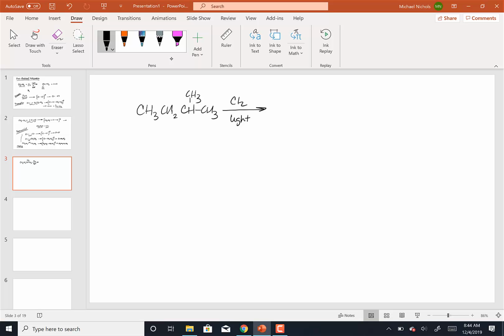So what I would do is start and say, okay, for my first product, I'm going to replace one of the CH3 carbons with a Cl. So there's product 1, and if I remove a hydrogen from one of those three hydrogens that I'm going to call A, I'm going to get product A. And then if I replace one of those CH2s, I'm going to get product B.